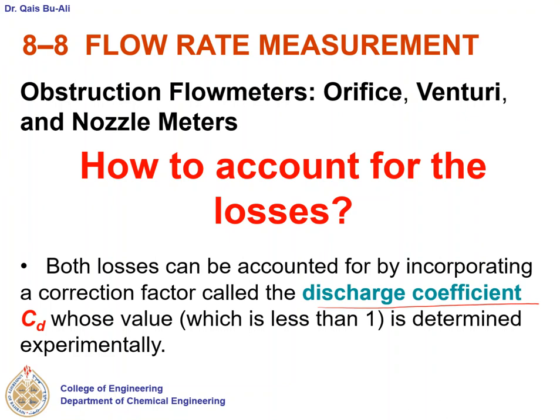So I want to add to this equation something called the discharge coefficient, which is C sub D, whose value, which is less than 1, is determined experimentally. I will add it to my equation to account for the losses, and it is less than 1. The maximum value is equal to 1. Why? Because if CD is equal to 1, it is the ideal case with no losses.